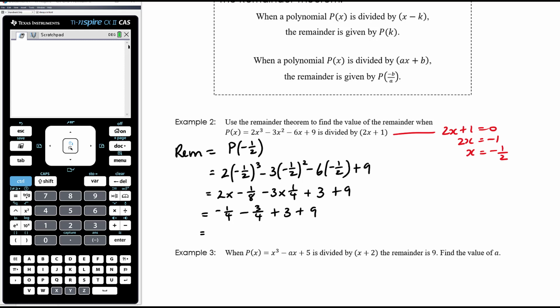Negative a quarter minus 3/4 is negative 1, plus 3 plus 9 is positive 12, and negative 1 plus 12 is 11. So the remainder would be 11.